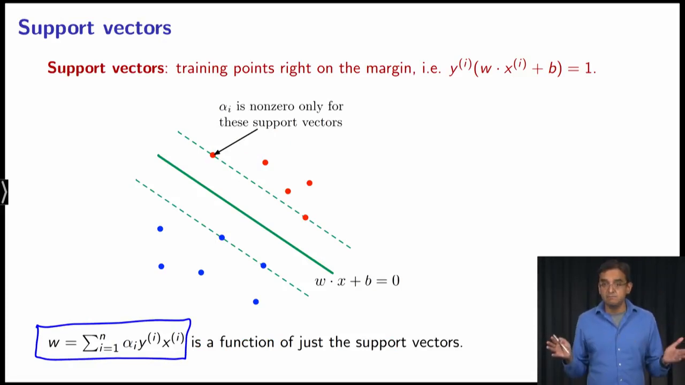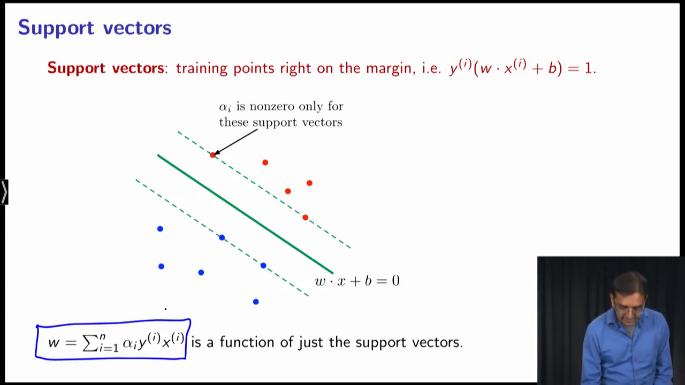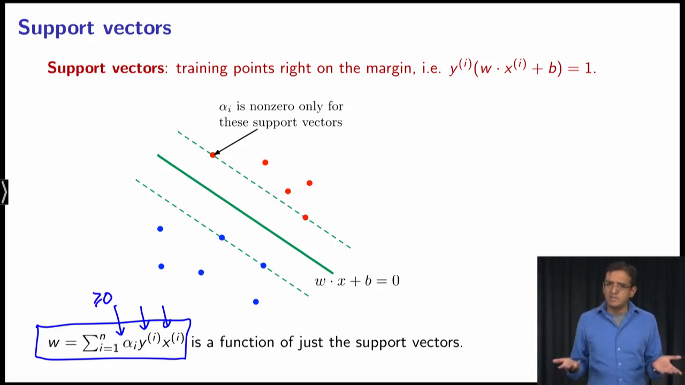It is the sum over all data points of the data point times its label, which is +1 or -1, times some coefficient, which is greater than or equal to 0. So for each data point, there's some coefficient alpha sub i. And the solution, the optimal w, is just a linear function of this form: alpha i times the label +1 or -1 times x i. Now the remarkable thing is that most of these alpha i's may well be 0.